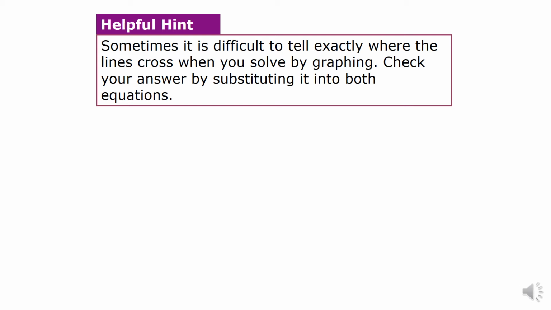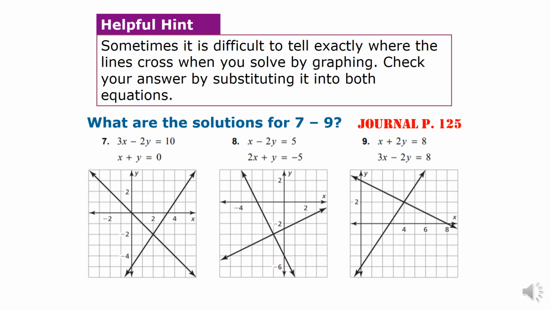So look at numbers 7 through 9 in your journal, and what are the solutions for each of these? So this one looks like the solution here, so you have to find the point. So it's 2, negative 2. Then you're going to check it in both equations. Okay, same thing here. Looks like the solution is negative 1, negative 3. Plug it in and check in both equations. This one is 4, 2. Plug it in, check it in each equation. And there it tells you that we were correct. Okay?